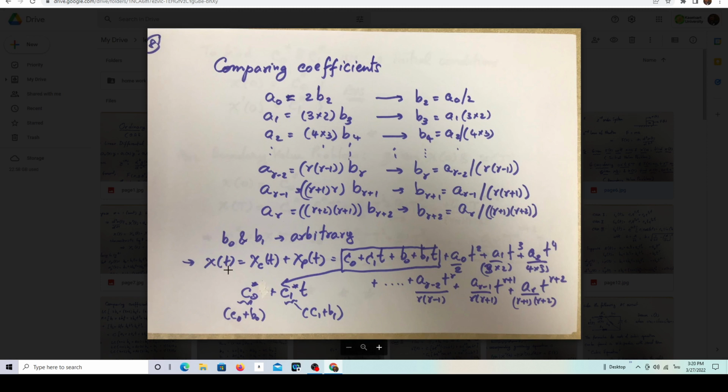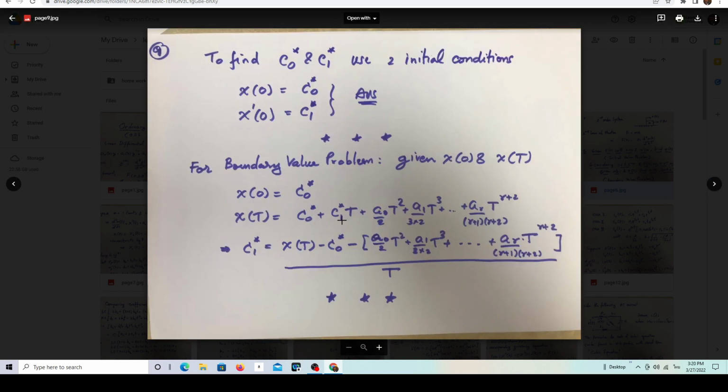So when small t is equal to capital T, you just put it into x of t here. It is going to be c0 star plus c1 star times t, and then all the remaining terms, a0 divided by 2, a1 divided by t times 2, and so on, with small t substituted by capital T up to order r plus 2. So from the first condition on x0, you are able to find c0 star.